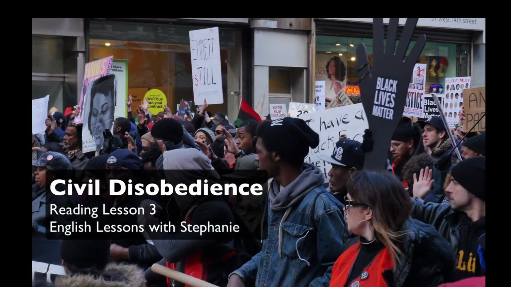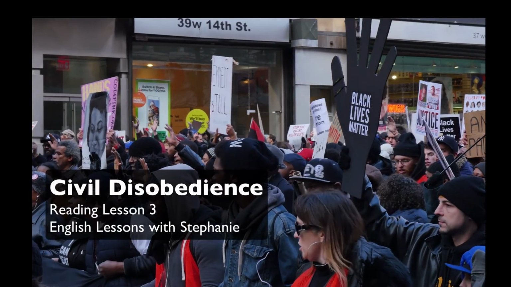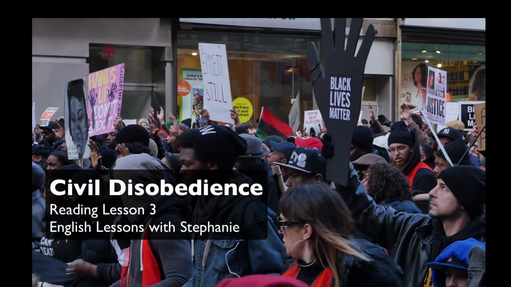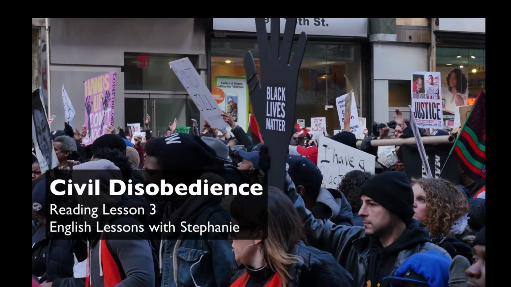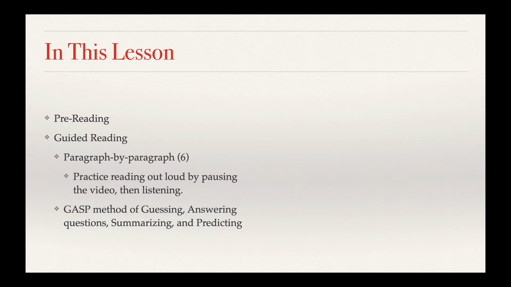This is reading lesson number 3, Civil Disobedience. We'll be doing a close reading of the text that we used in the listening lesson from this week. In this lesson, we'll start with some pre-reading questions, then we'll do a guided reading. We'll read the story paragraph by paragraph. Within each paragraph, we're going to practice reading out loud by pausing the video, then listening.